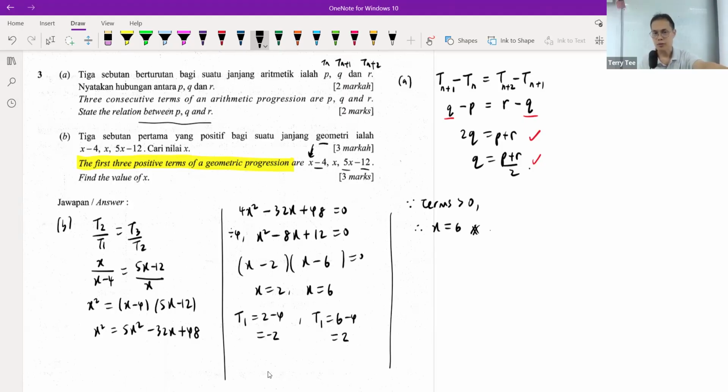You don't have to test the next one because we know one of them is off already. We tested with 2. We know it's off. It has to be 6. But if you want, you can put inside: 5 times 2 is 10, 10 minus 12 is negative, right? If you put 6 inside, 5 times 6 is 30. 30 minus 12, again, is positive.